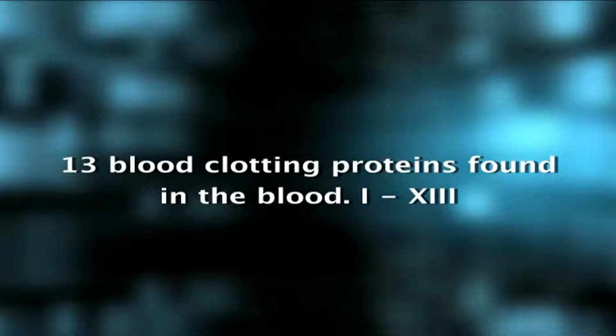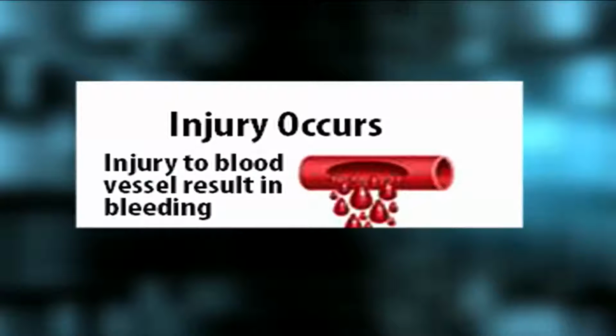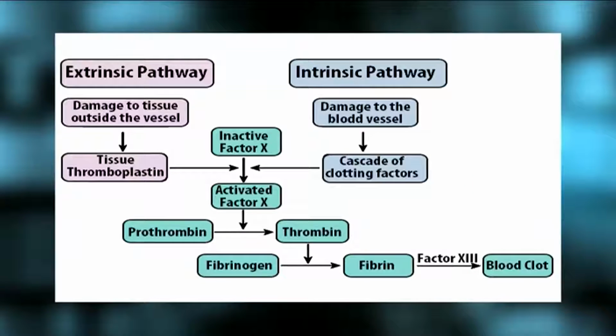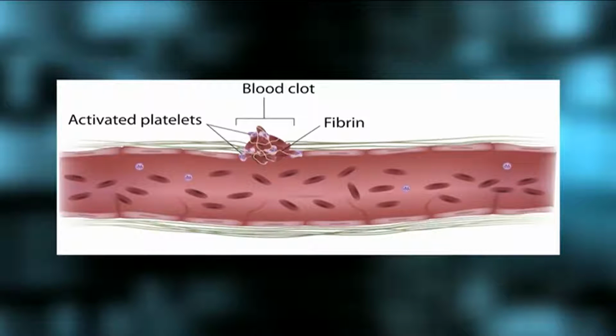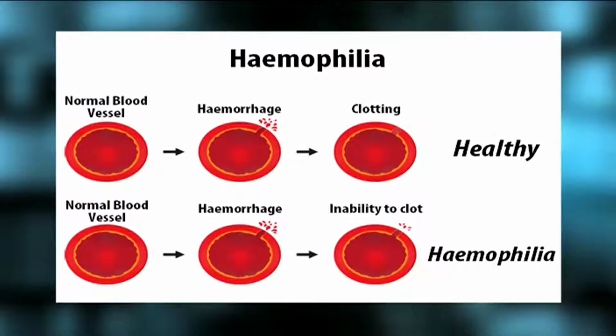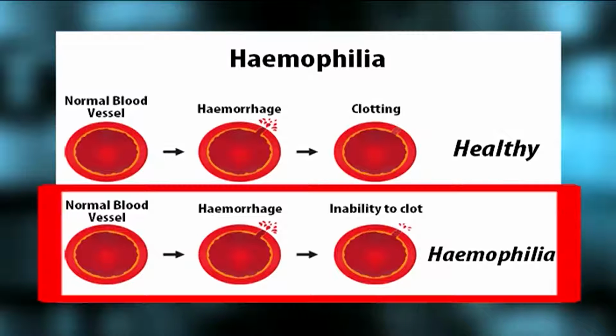There are 13 blood clotting proteins called coagulation factors found in the blood. They are designated by Roman numerals 1 through 13. When a blood vessel is damaged, these clotting factors are switched on in a certain order called the blood clotting cascade and work to form a clot. Specifically, these 13 factors normally combine to form a clot. If one factor is missing or present at low levels, this causes hemophilia and other blood clotting problems, and a proper clot will not form.